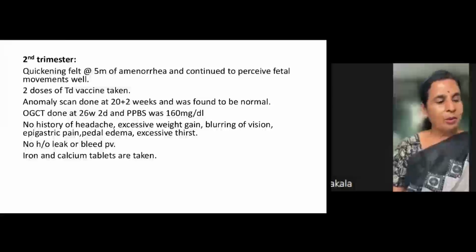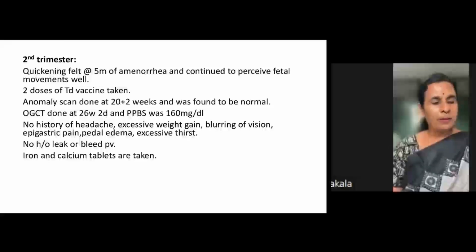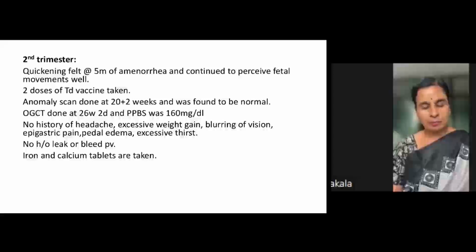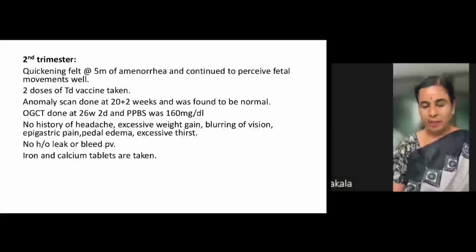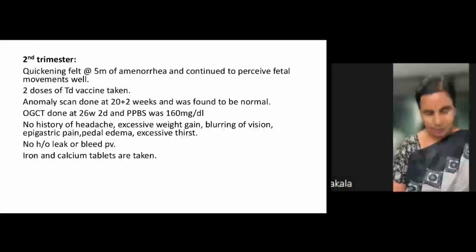Okay, what is the importance of quickening? Quickening in a primigravida is felt at 18 to 20 weeks, and in a multigravida at 16 to 18 weeks. So from this we can calculate the estimated delivery date. Yeah, very good. It is the perception of the fetal movement by the mother for the first time. You call it quickening.